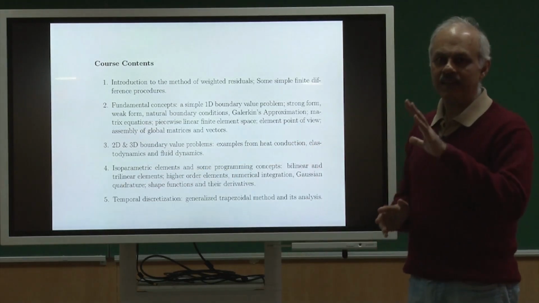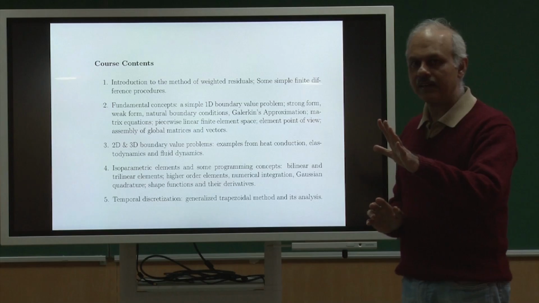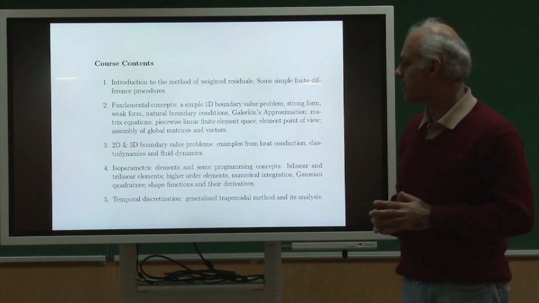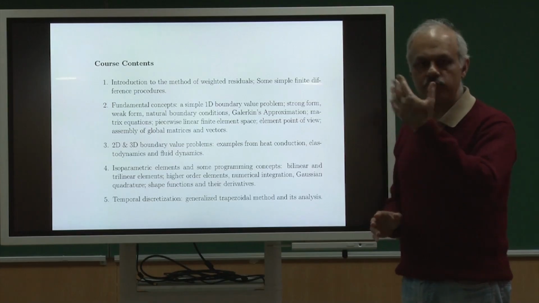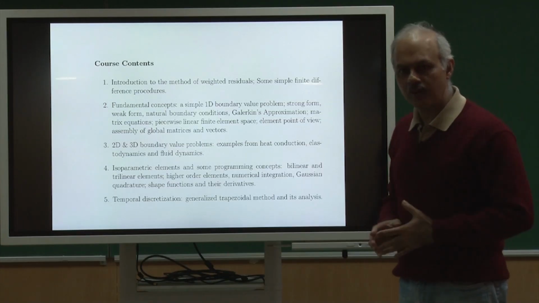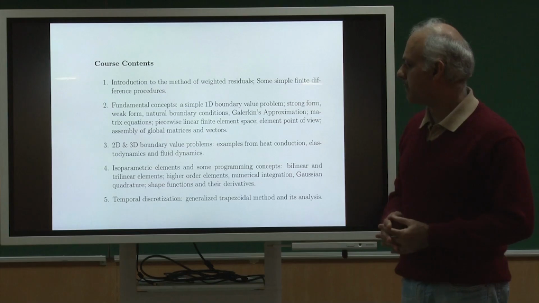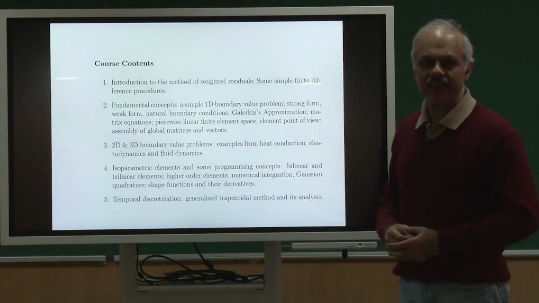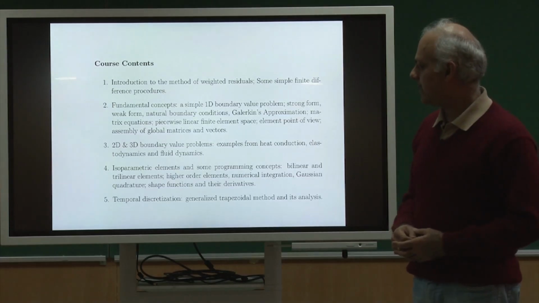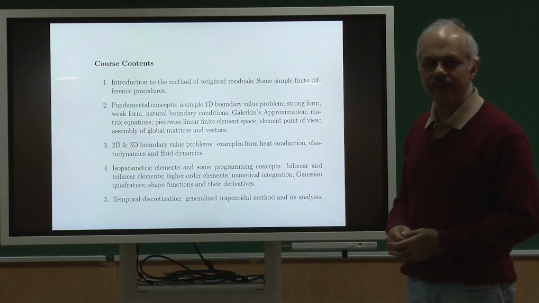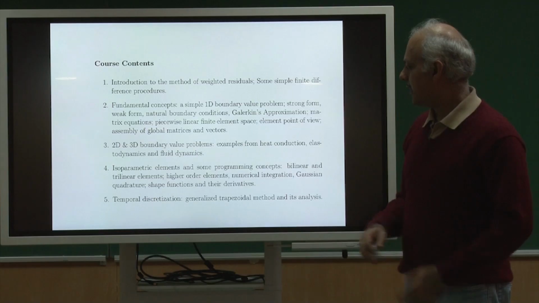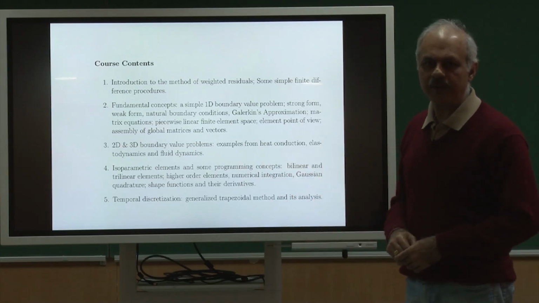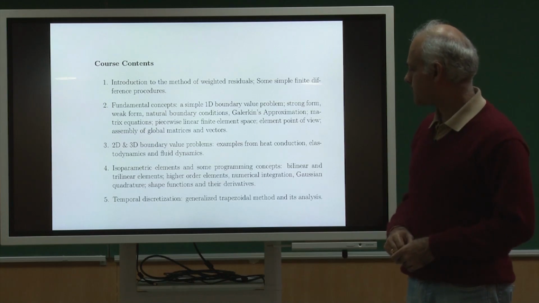Isoparametric would be if I use linear for the geometry, then I use linear for my solution space. If I use quadratic for the geometry, I use quadratic for my solution space. So, isoparametric obviously is a little bit simpler than either subparametric or superparametric, and then we are going to look at some programming concepts, okay, how to implement them in an efficient manner.